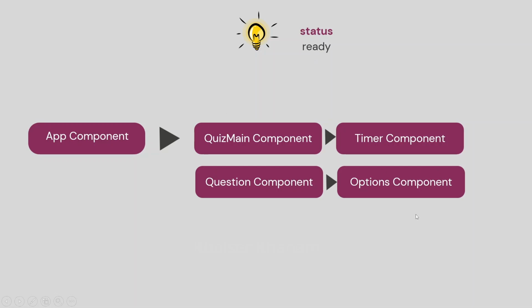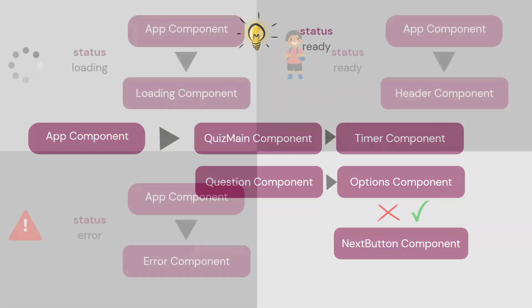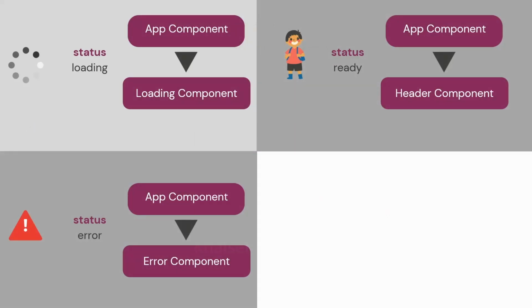And after that, once I click on the option, let it be correct or wrong, I just want to display my next button. After that, once I have successfully completed my quiz, once I reach the last question, in that I will be selecting the option. Once I select the option, what I want to do, I just want to update my status to finished.